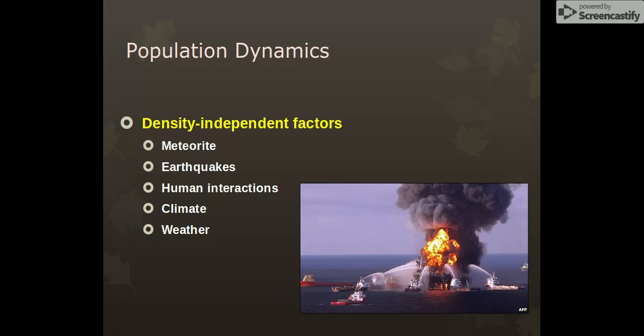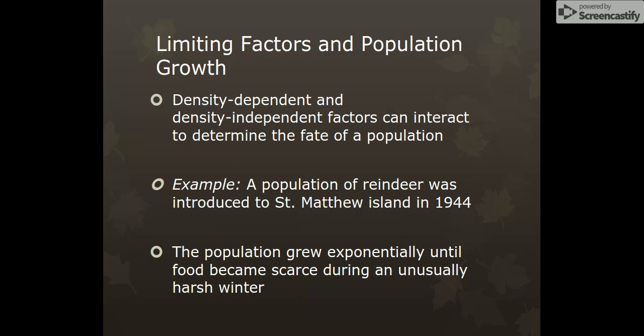Human interactions, this image here is an oil spill. So all of that oil is going to kill a lot of these marine animals. And it doesn't matter how many there are, it's going to kill a bunch of them. Okay. So we see that density-dependent factors and density-independent factors interact to determine the fate of a population. Okay, so whether that population persists, disappears, grows, whatever it might be.